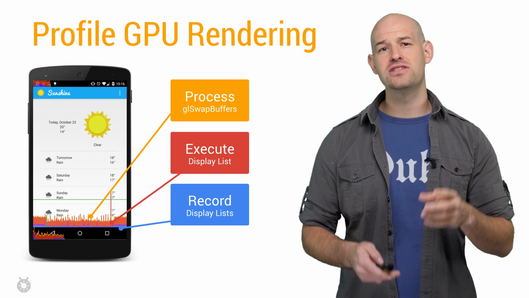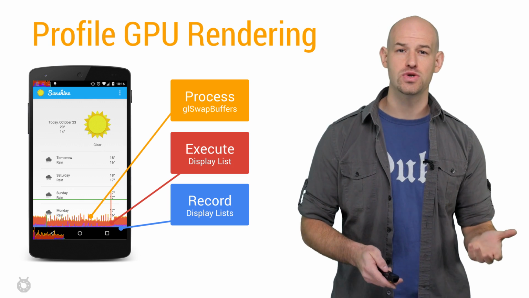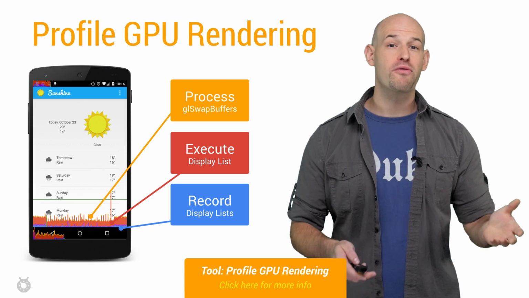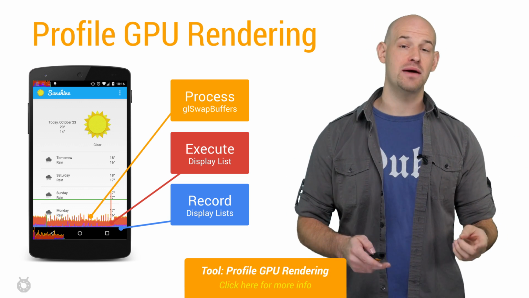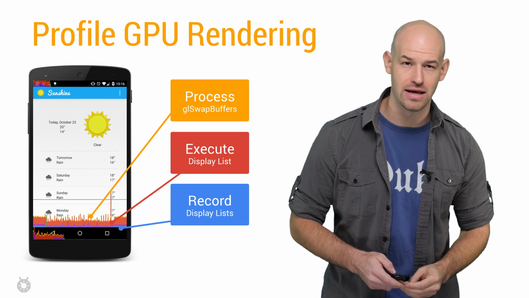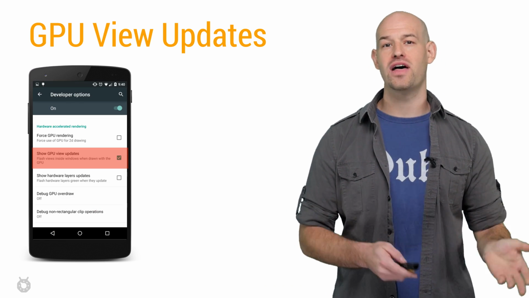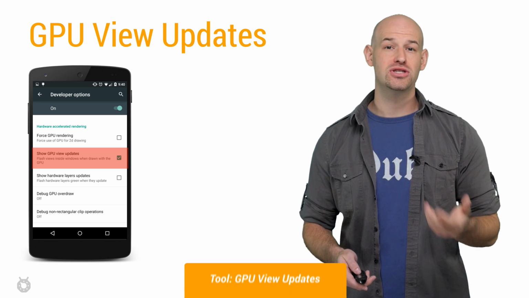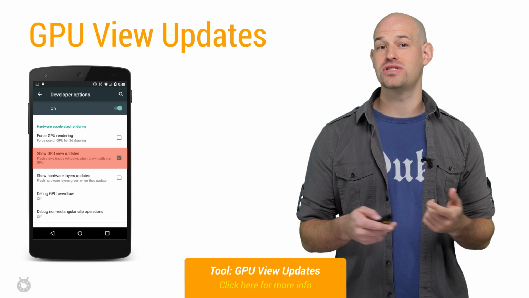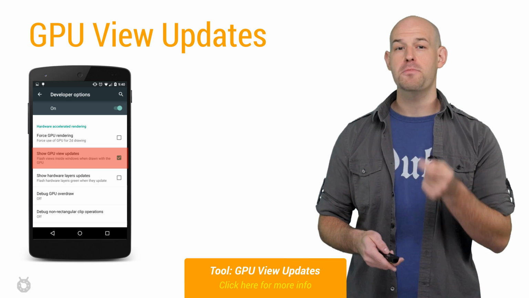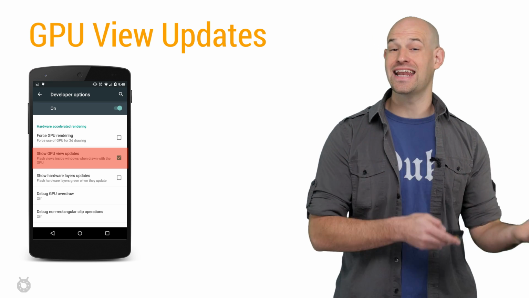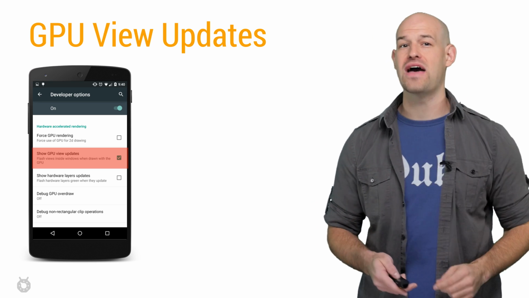Firstly, you can get a better sense of what part of your rendering pipeline has issues by turning on the Profile GPU rendering tool on your device, which will provide you with a handy, at-a-glance view of the time it took to create, execute, and process portions of your drawing pipeline. Secondly, you can get a sense of what types of invalidations are occurring in your application by turning on the Show GPU View Updates option. Anytime an invalidation occurs in your app, you'll see the invalidated part briefly flash red, which can help you understand what parts of your screen are getting invalidated, even for the simplest of actions.